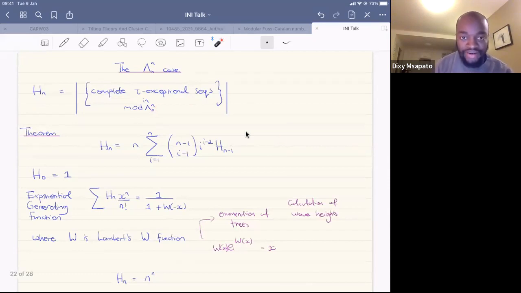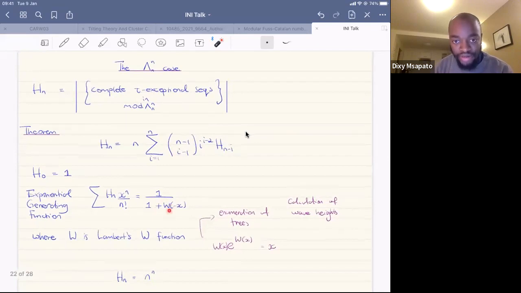By a similar counting strategy, we can derive the following recurrence relation for Hn. Hn is equal to n multiplied by the sum over i from 1 to n of n minus 1 choose i minus 1, multiplied by i to the i minus 2 times Hn minus i, with the initial condition that H0 is equal to 1. We can then calculate the exponential generating function of Hn, and we get that it is equal to 1 divided by 1 plus W of minus x. And W is Lambert's W function.